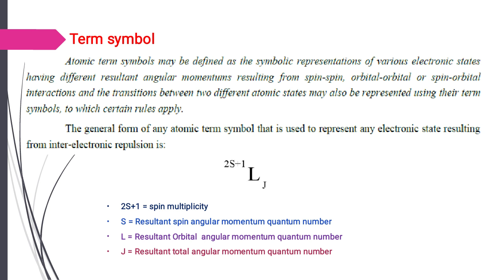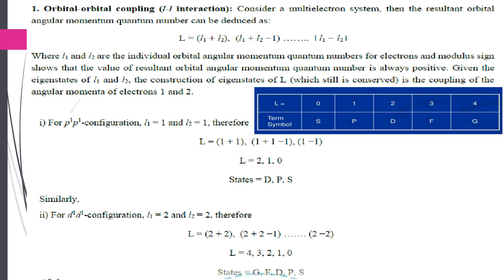When the electron is revolving around the nucleus, it exhibits both spin and orbital momentum. So there are three possibilities: spin interaction, orbital interaction, or spin-orbital interaction, whereas J arises due to the spin-orbital interaction. First, let us consider the orbital coupling, that is L and L.